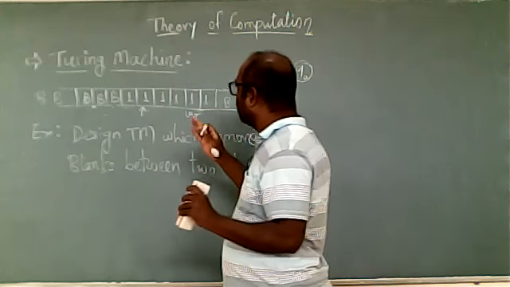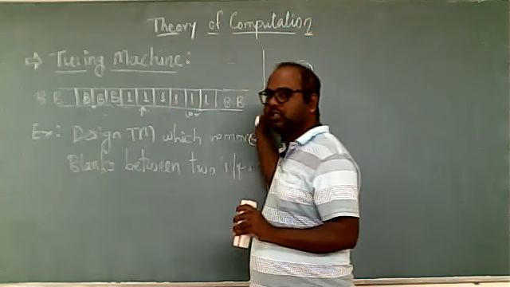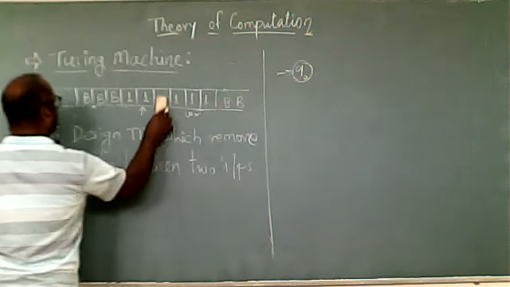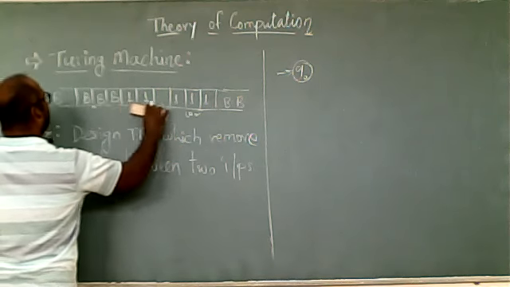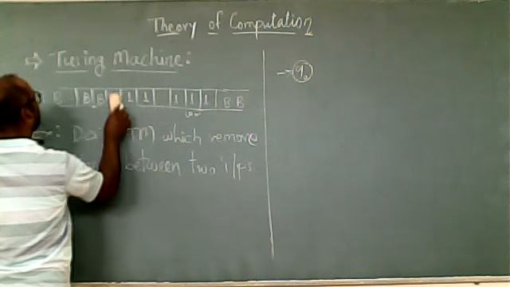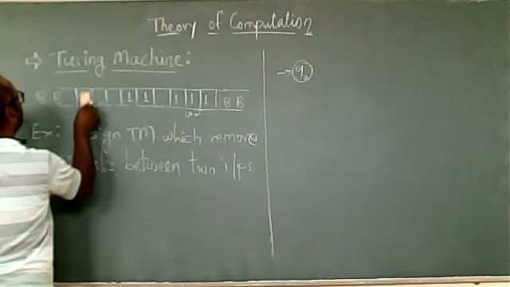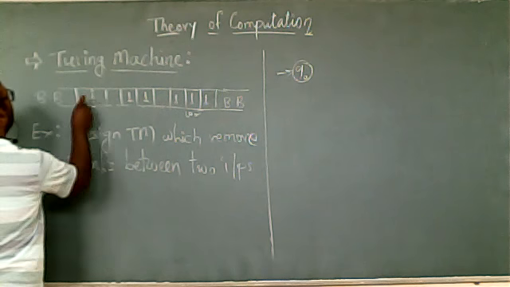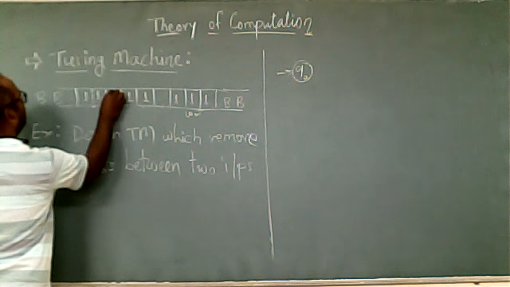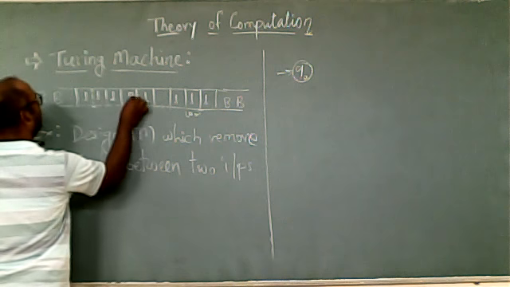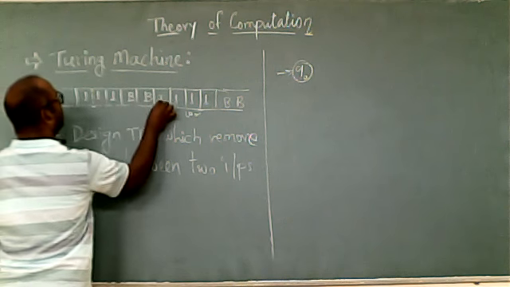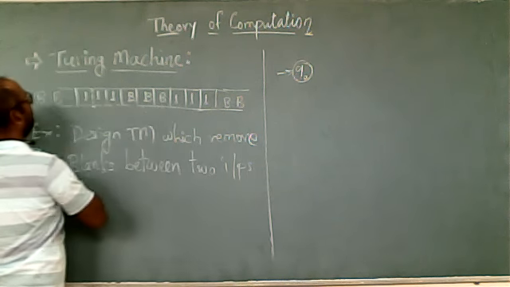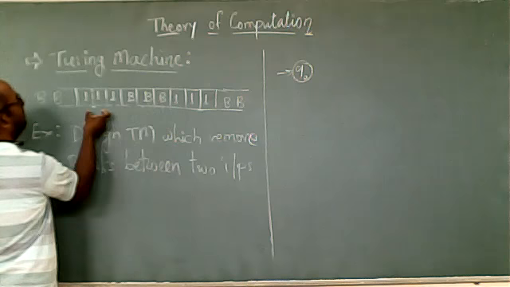Now we will try to design the Turing machine for this logic. So we'll have these inputs again. We'll have 1, 1, 1, then blank, blank, and blank. So these are the in-between blanks. We have to remove these blanks between these two inputs.